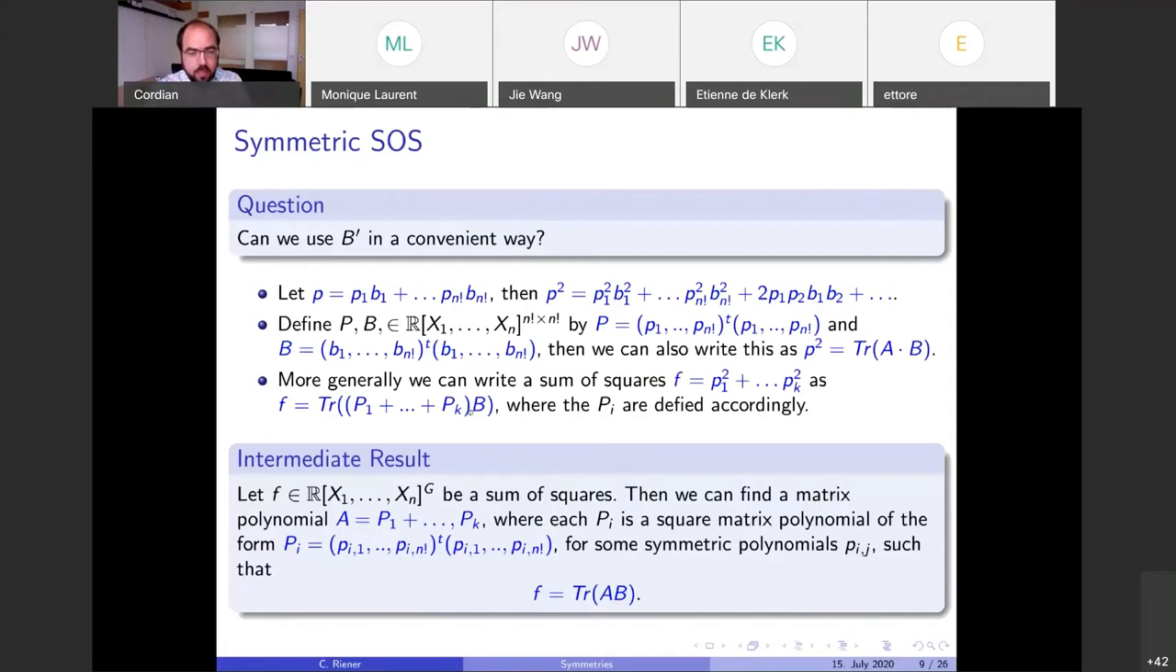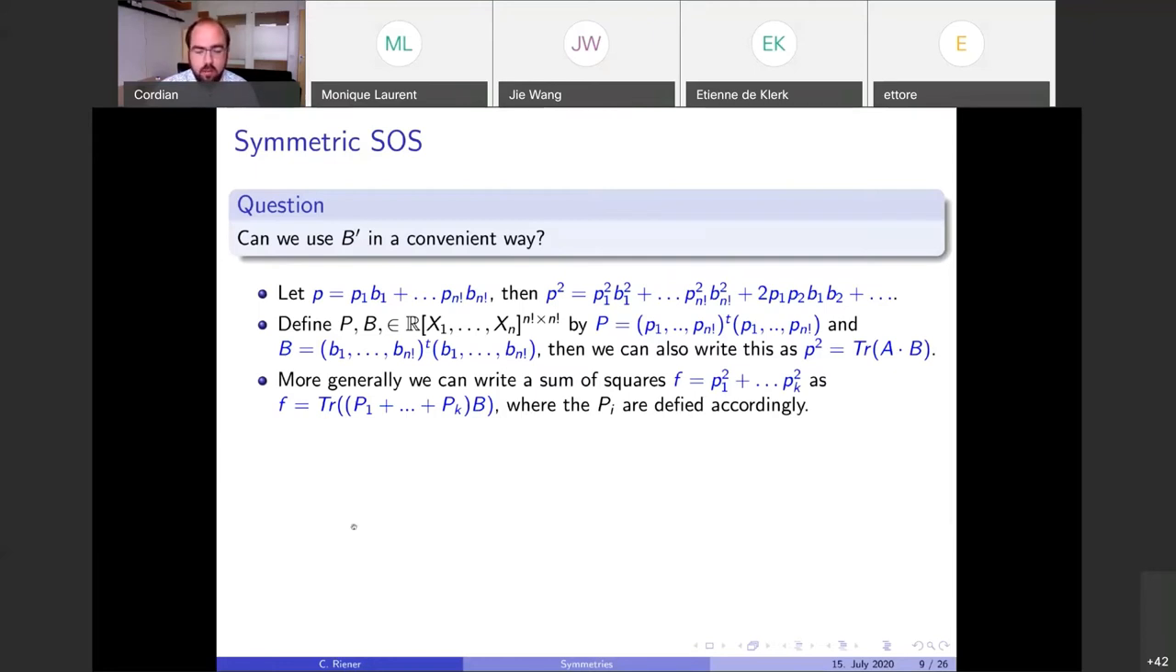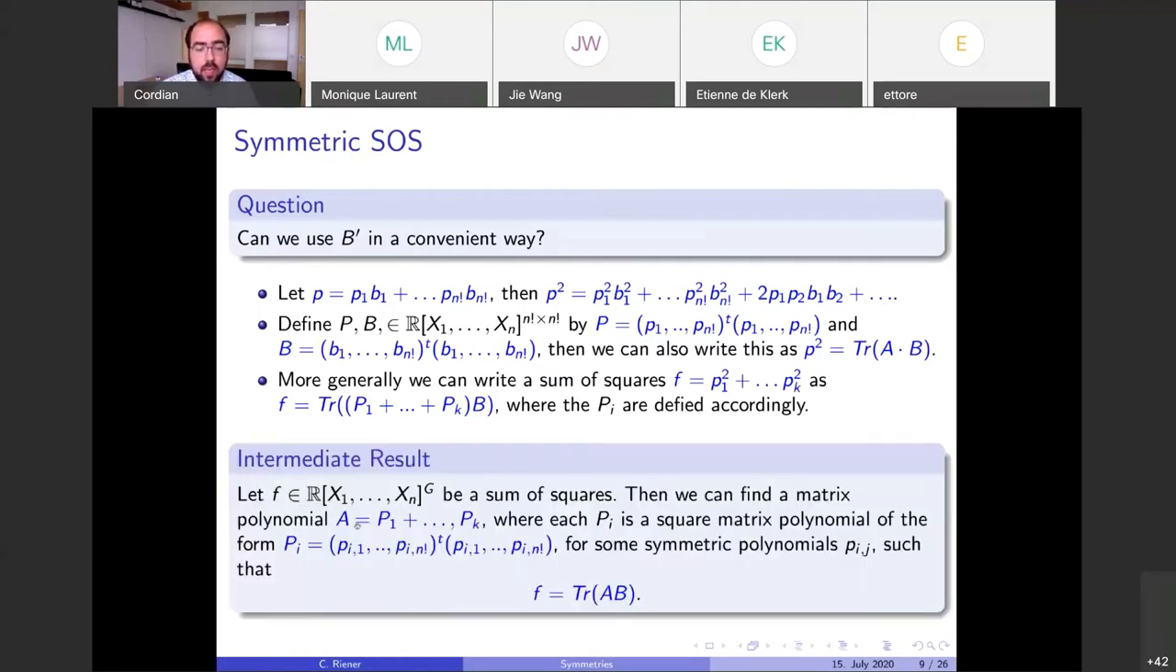So this gives us an intermediate result, which looks a little bit horrible the way I write it down, but just bear with me a little bit. It's just about the matrices, the basis that we fixed. So whenever I have a polynomial, actually at this point, it doesn't necessarily need to be invariant. Let me stress this maybe. Then I can find the matrix polynomial A, which is the sum of these rank one matrix polynomial sums of squares.